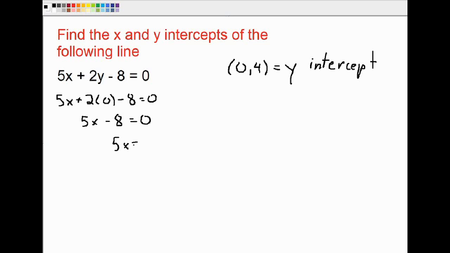Trying to isolate x, so I'll bring that minus 8 over to the other side. It becomes positive 8. And this is a case where it doesn't go in evenly, so my x-intercept is a fraction, 8 over 5. So the coordinate of the x-intercept is (8/5, 0), and again, our y value for the x-intercept has to be 0.